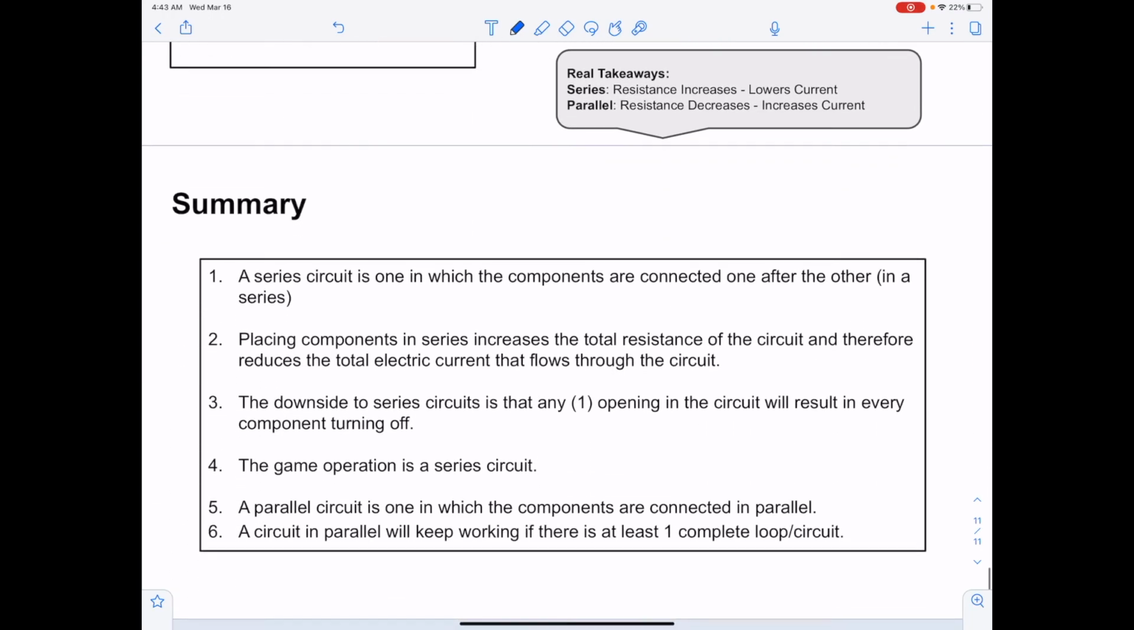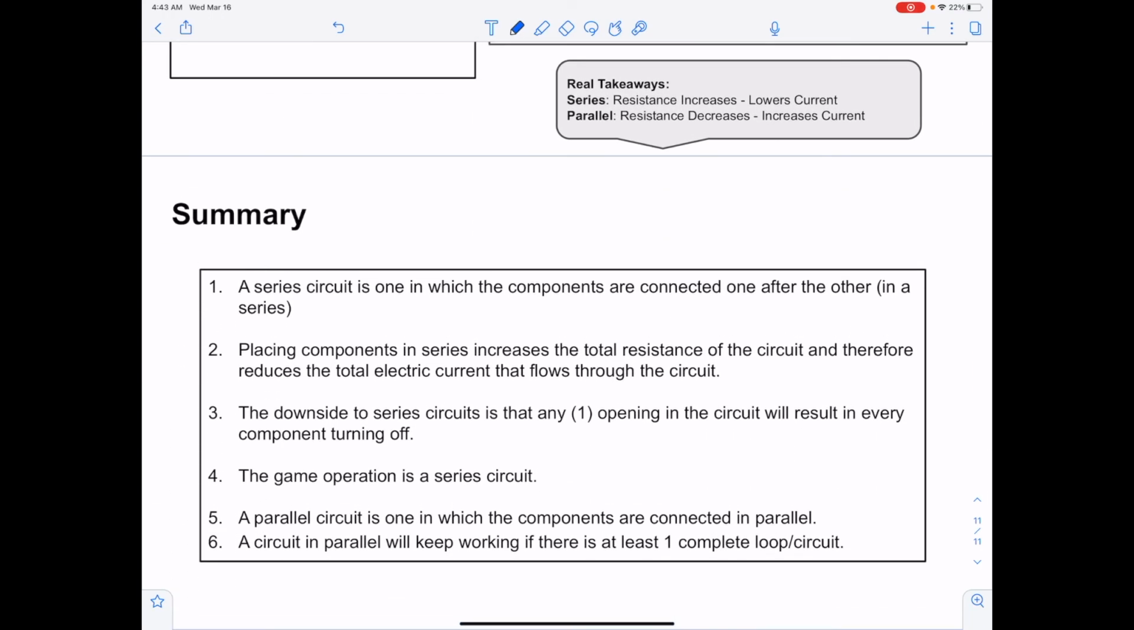Okay, so in summary, a series circuit is one in which components are connected one after the next. When we add things in series, the total resistance increases, the total current decreases. The downside is any opening will result in every component turning off. Our operation game is a series circuit. And our parallel circuit is one in which our components are placed in parallel, one after the next. If we have a break, they'll keep working. So our houses are wired up in parallel, so we can turn one light off and keep the others on.